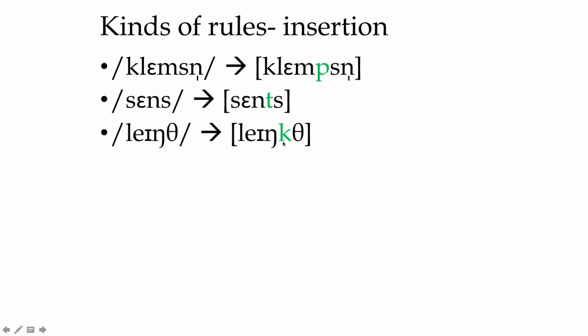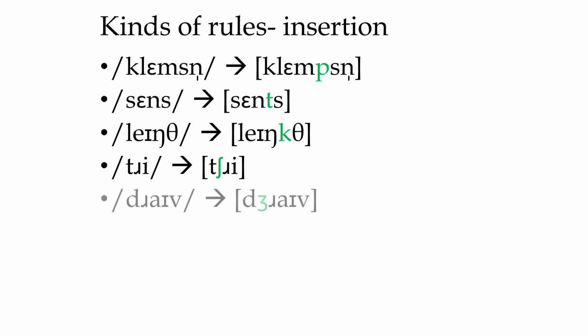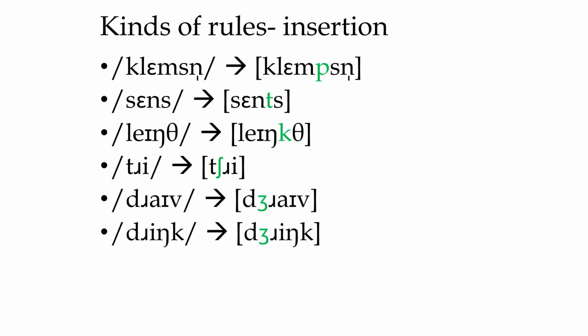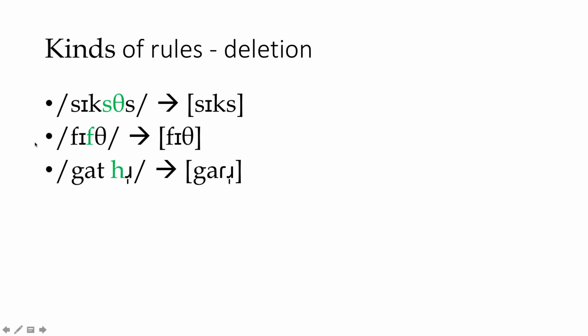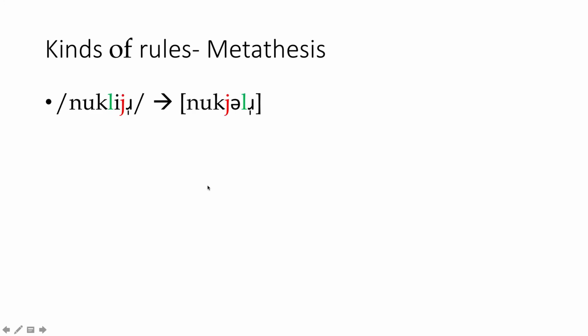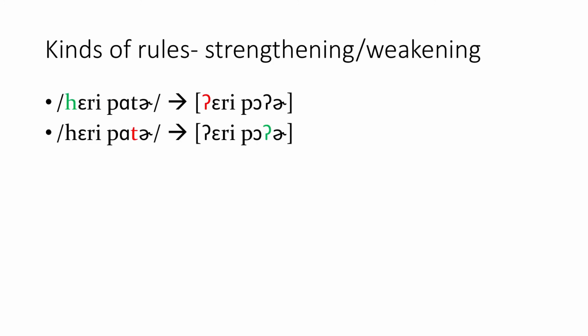Length, you'd get a K, length. Tree, you'd get a sh, tree. Drive, you would get a j, drive. Drink. There's deletion rules. Sixths is too hard to say, so we'll say it as sixth. Fifths is too hard to say, so we'll say it as fifth. Got her would become gotcha. And then even you can have a switching rule where nuclear could get pronounced as nucular. So these are all different types of allophonic rule.